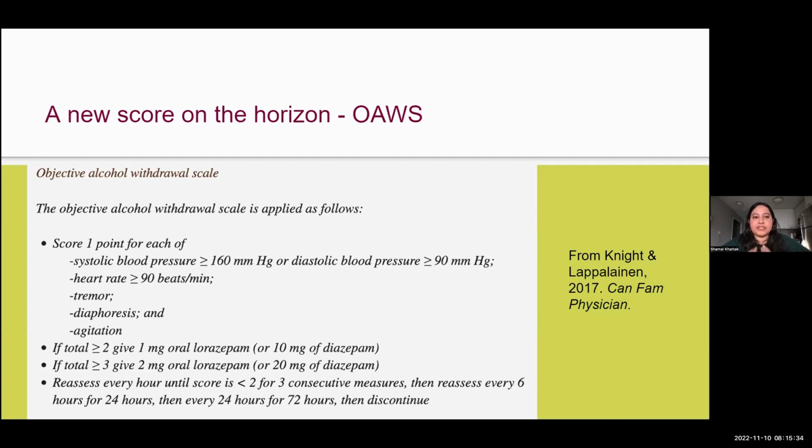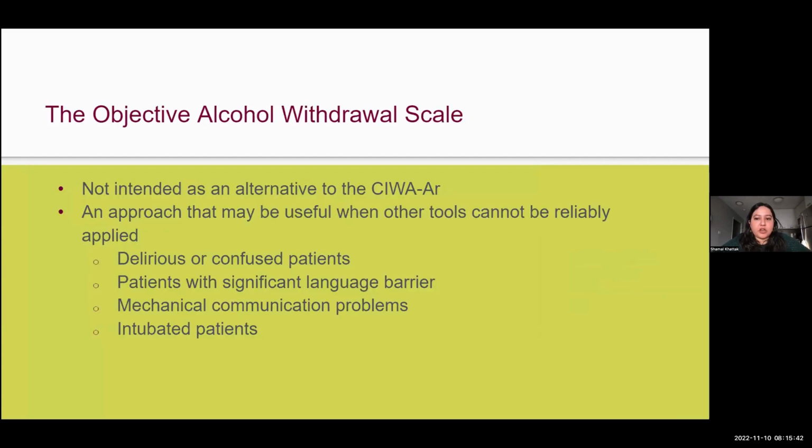So this is just an example of a score that is starting to be applied, but I think as yet does not have a strong evidence base behind it. Moving to the next portion, in terms of how do we apply this? It's not intended as an alternative to the CIWA score, but it is an adjunctive measure that can be useful when our other tools and the CIWA score cannot be reliably applied.